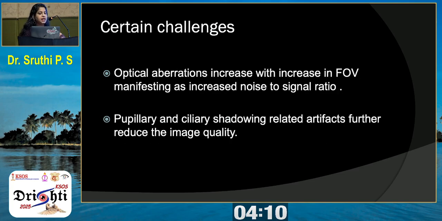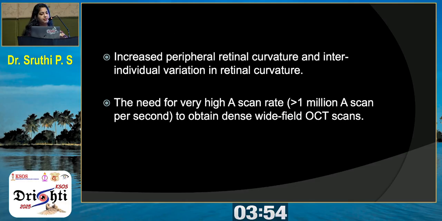Certain challenges are there when we increase the field. That is optical aberrations, which can cause an increased noise to signal ratio. Then we have pupillary and ciliary shadowing artifact, which further reduces the image quality, and increased peripheral retinal curvature, and there is an inter-individual variation between patients. And when we have to get a wide field OCT, we need a very high A scan rate to obtain this dense wide field OCT.